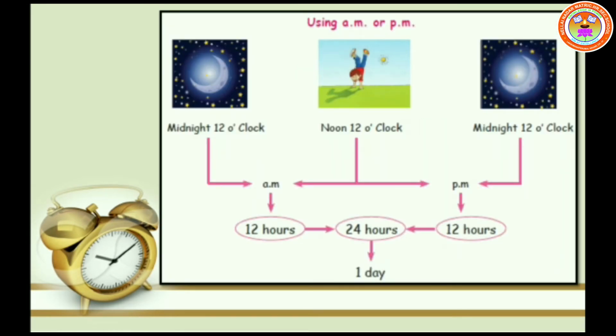Using AM or PM. From midnight 12 o'clock to noon 12 o'clock we can say AM. Hence we get 12 hours. And from noon 12 o'clock to midnight 12 o'clock we can say PM. Hence we get 12 hours. Thus they add up to 24 hours. This is equal to 1 day.